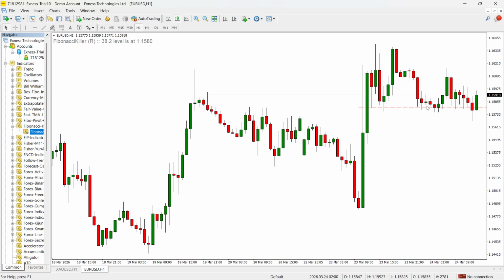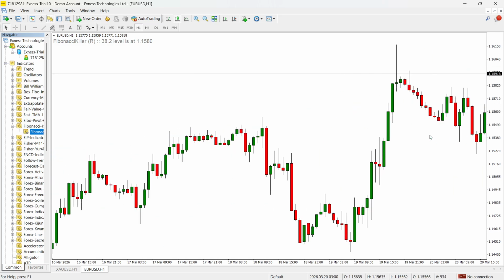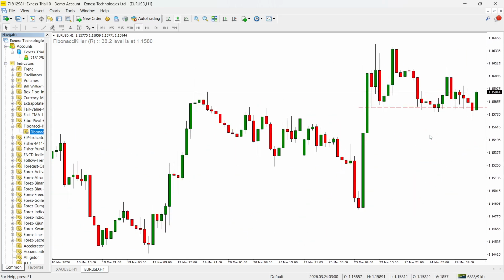Alright, there we have it. As you can see, the Fibonacci Killer Indicator automatically plots a single Fibonacci retracement level, typically the 38.2% level on the latest swing in price. Instead of drawing an entire ladder of Fibonacci lines, it focuses on this one level and displays it clearly on the chart as a horizontal line.